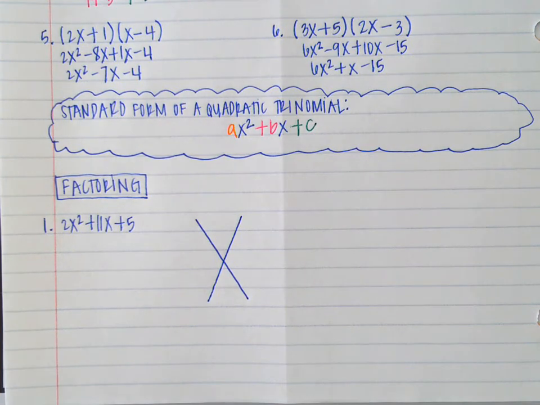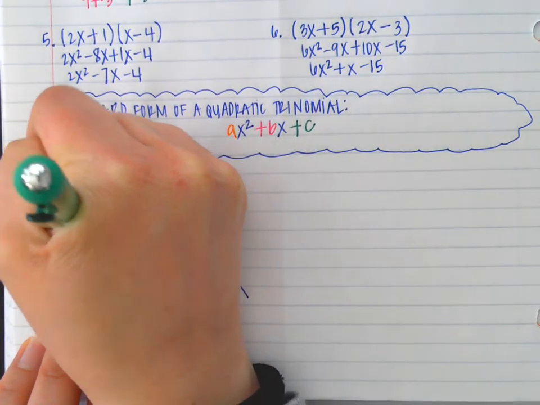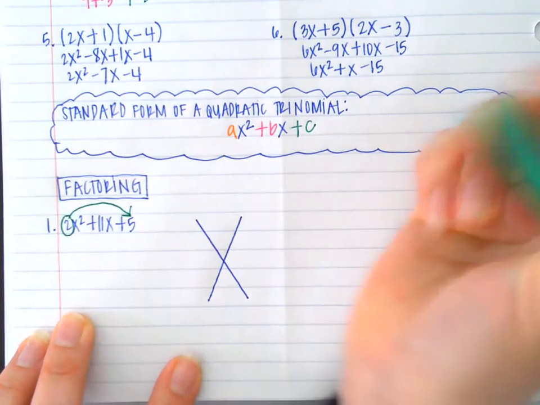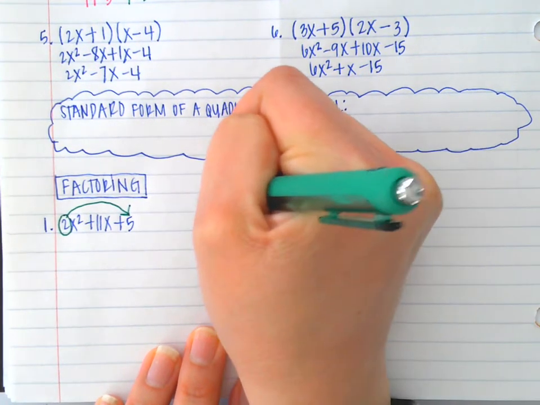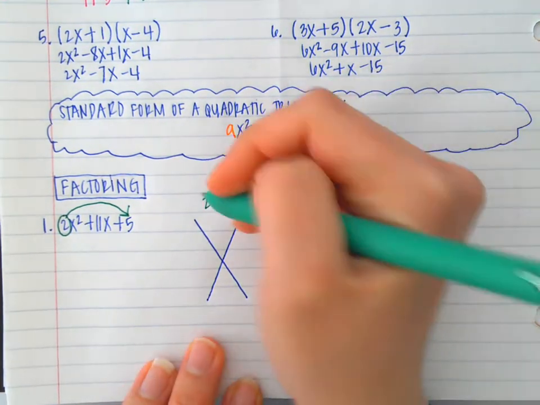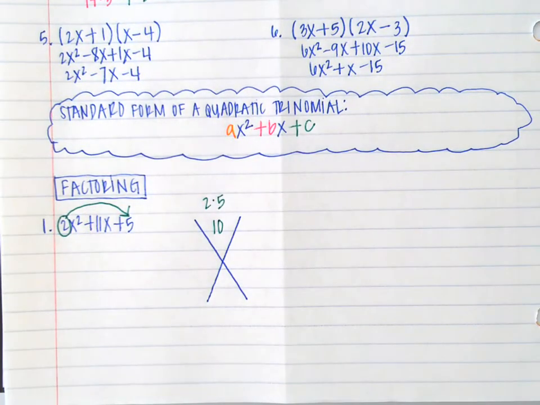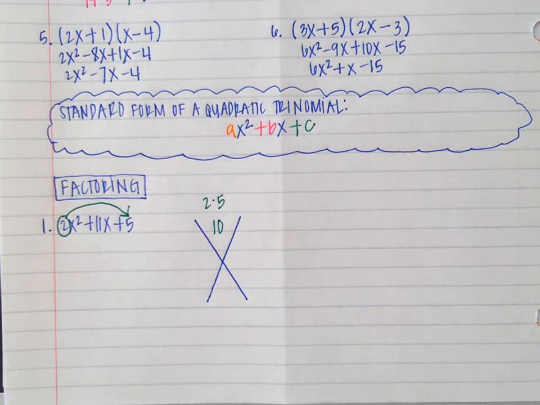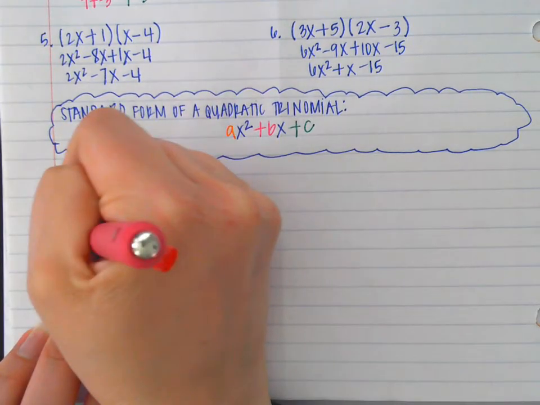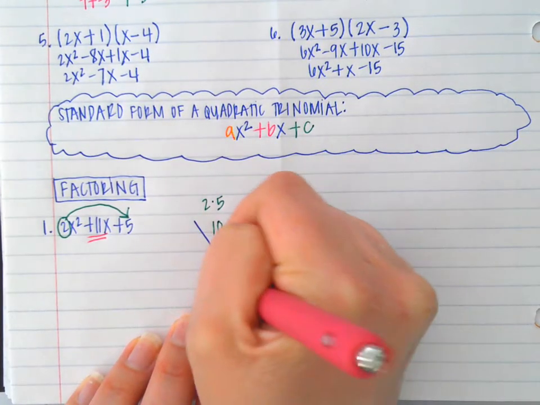And then on top, the number that goes on top is going to be a combination of two of my numbers here. And so that combination is going to be the 2 times the 5. So 2 times 5 is 10. And then the number that's on the bottom is always going to be my B value, 11.